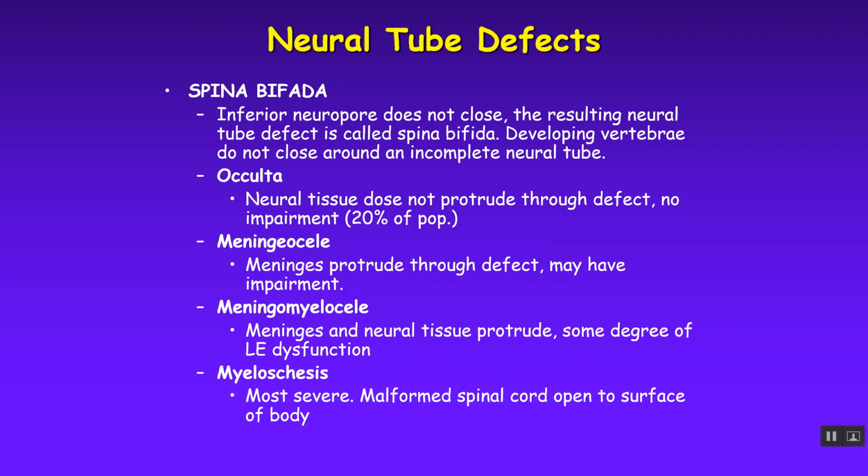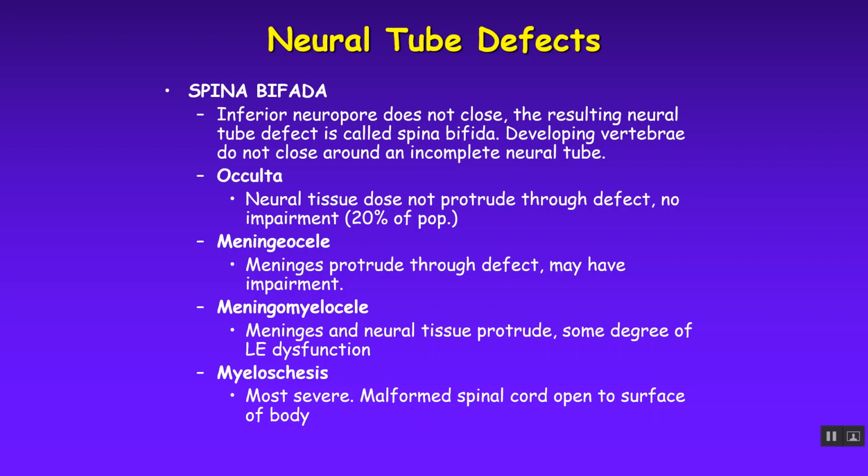Also, neural tube defects, a big common one is spina bifida. This is where the inferior neural pore doesn't close, resulting in a neural tube defect. There's different types or severities, okay? Going from least impairing to most impairing, you're starting with spina bifida occulta. Neural tube tissue does not protrude through the defect, and there's typically no impairment. About 20% of the population has spina bifida occulta.